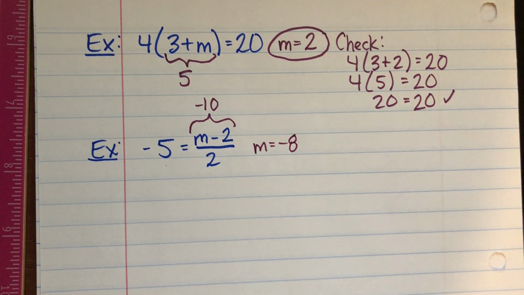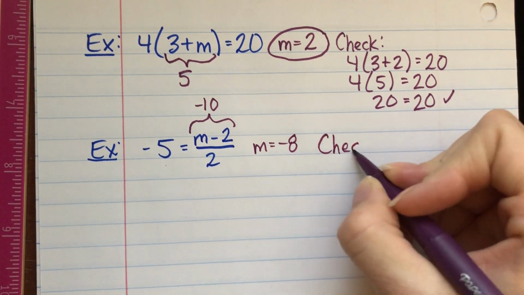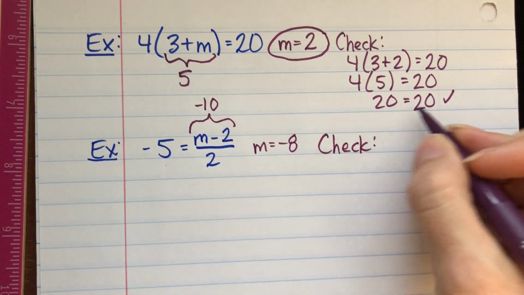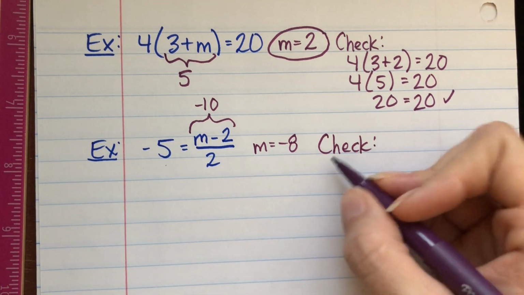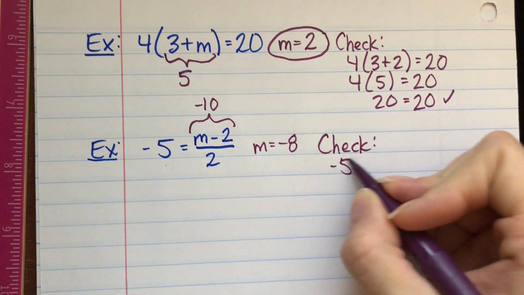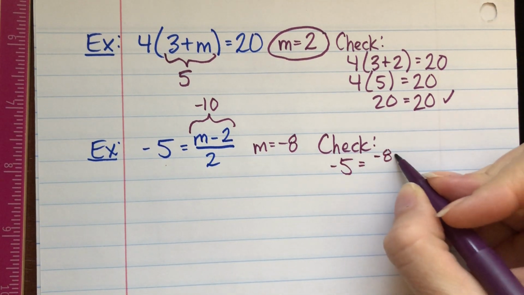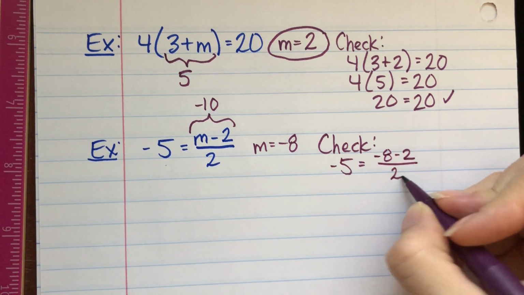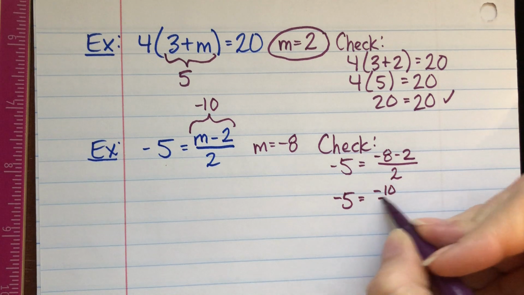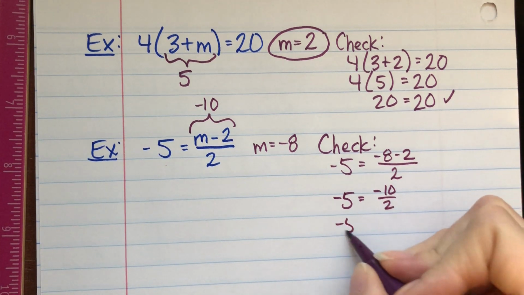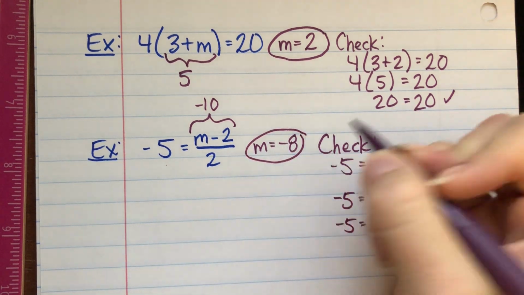Now, if I was wrong and then I plugged it in to check it, it wouldn't work. Both sides would not be equal, and you would know that you were incorrect, and then you could go back and fix it. So instead of M, I'm going to put -8. And this is -10 divided by 2. Yep, guys, this is great. -8 is the solution.